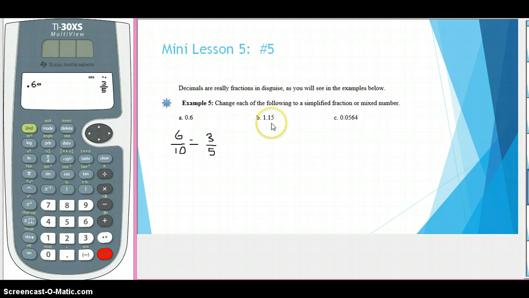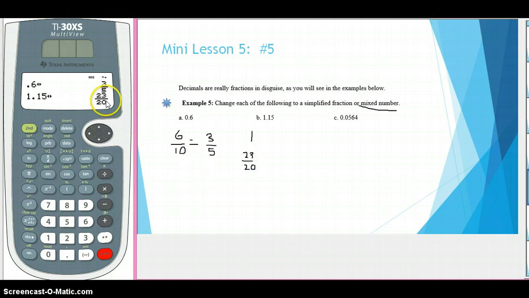Now let's look at 1.15. Well, since this is bigger than 1, I know we're going to use a mixed number, and the whole number part is 1. Now I need to write 0.15 or 15/100ths as a simplified fraction. So I'm just going to put the whole thing in the calculator. I'm going to ask the calculator to change it to a fraction, and notice it gives me an improper fraction, which would be okay except it asks for a mixed number. Actually, it says to a simplified fraction or mixed number, so we could even give the improper fraction also.